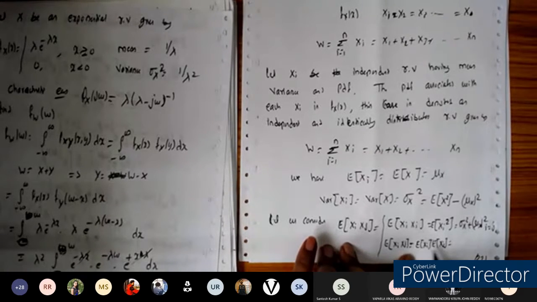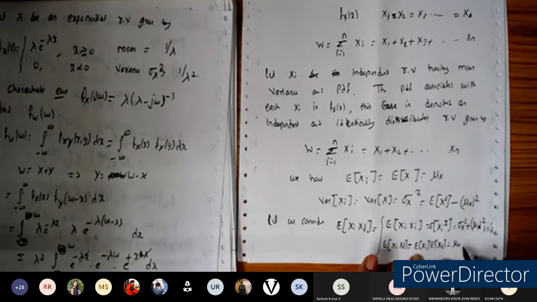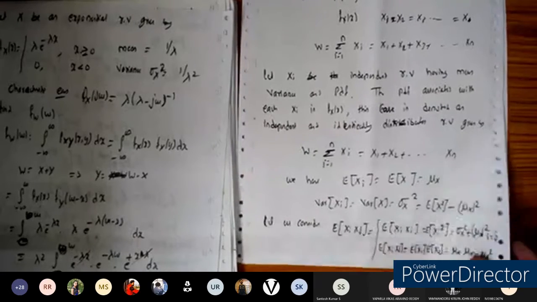Since i and j are not the same here, one can be written as mu x and the other can be written as mu x here. So this will become equal to mu x square. So this is a case. Okay, I'll write neatly here.